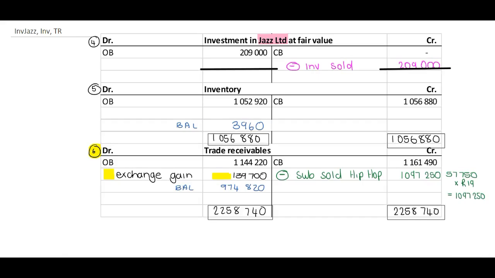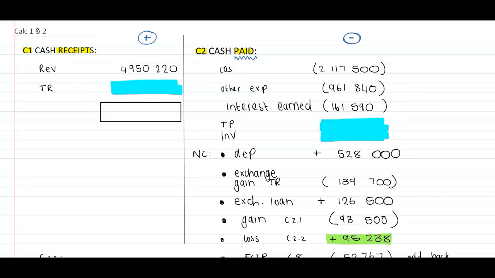If you look at calculation 6 for me, trade receivables, the balancing figure for this T account to balance will be on the debit side. Therefore, if you think about this, if we debit our trade receivables, we credit our bank. If we credit our bank, this will be a decrease, 974,820. Let's transfer this, 974,820, and this is a decrease.